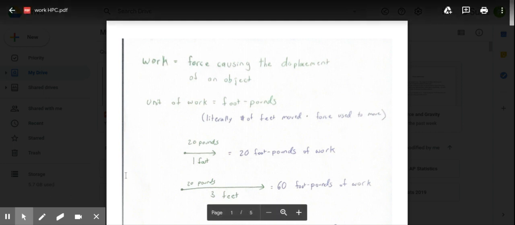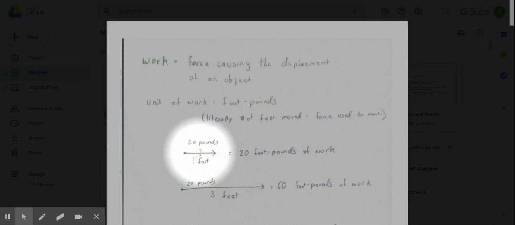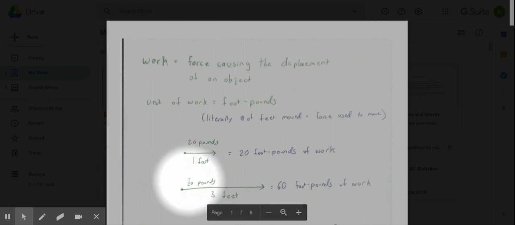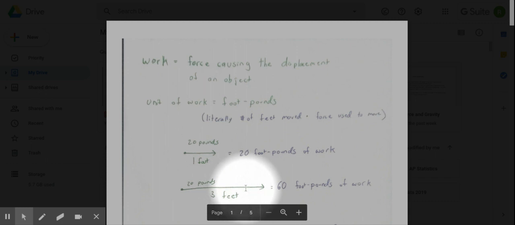So here's an example I have. We have a 20-pound force moving 1 foot. That would be 20 foot-pounds of work, because the force is 20 pounds going 1 foot. And if it were to go 3 feet, still 20 pounds, the total work needed would be 60 foot-pounds of work. So if the force is going in the same direction as the distance, it's simply the force times the distance.